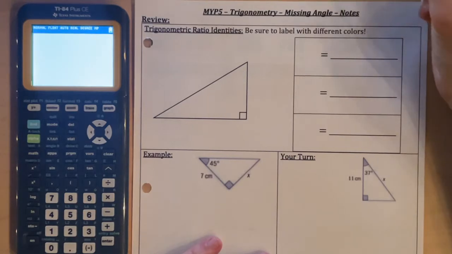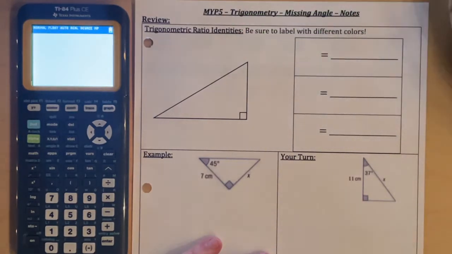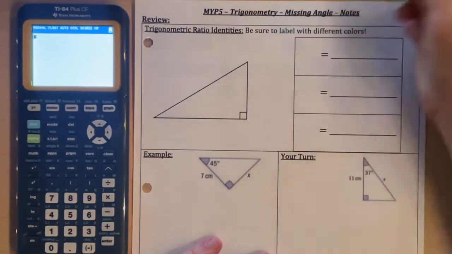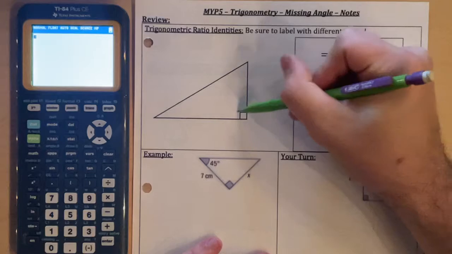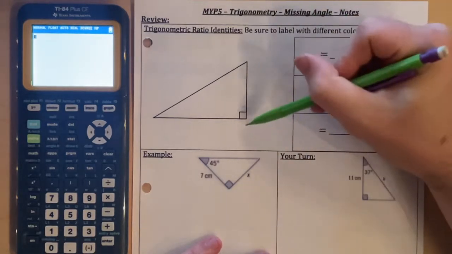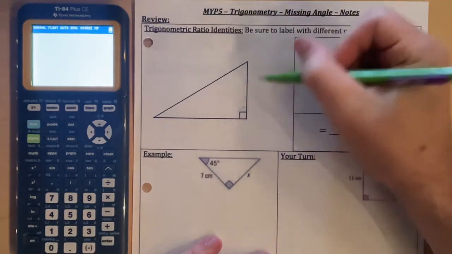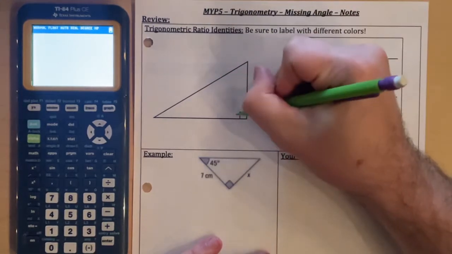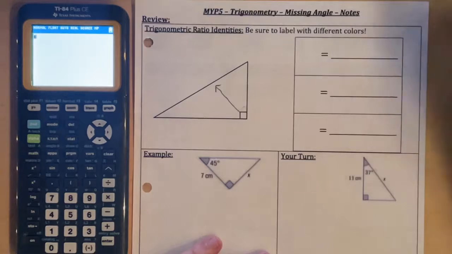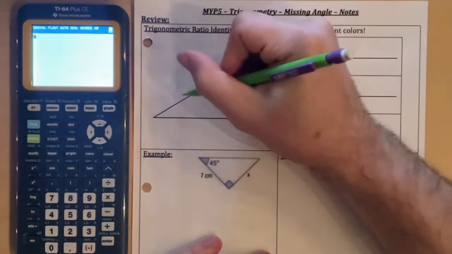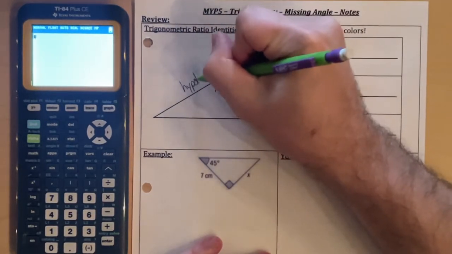And in this video, we're still working with some review ideas, those trigonometric ratio identities. So make sure you can label your right triangle first. Again, we know that's a right triangle since it has that little square in the bottom corner. That's just saying it's going to be 90 degrees. So the first thing you want to do is draw that arrow opposite of that right angle to be able to say and label that's going to be your hypotenuse.